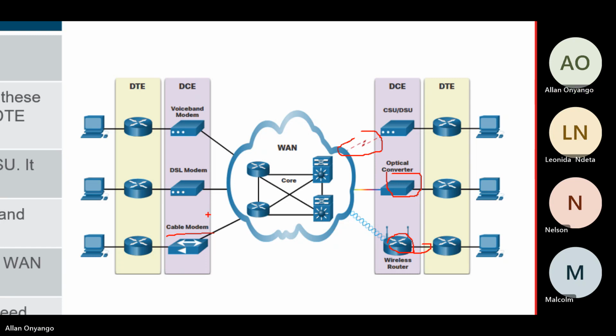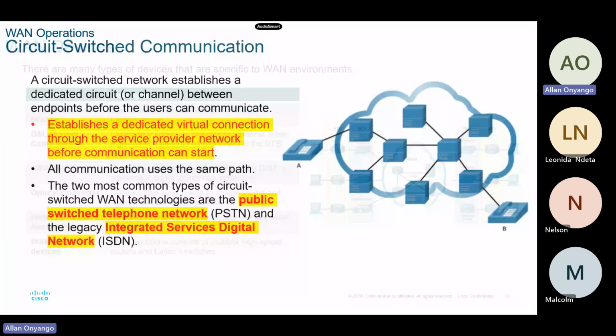And we have, of course, the voice band for telephone. This is now for voice traffic. Okay. And of course, we have the DSL modem, the digital subscriber line for internet connection. So different types of devices. The layer 3 switches are here. The main routers are here that are able to provide connectivity within the service provider network.